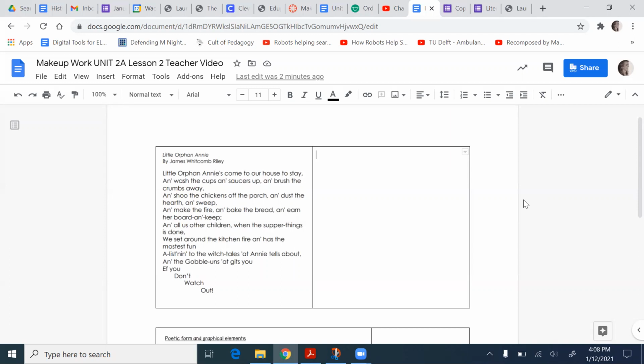So here we go. Same thing, 3 read method. First read, I'm just going to read to write down what I understand, starting with the title, Little Orphan Annie. Okay, what do I understand? There's a little orphan Annie.